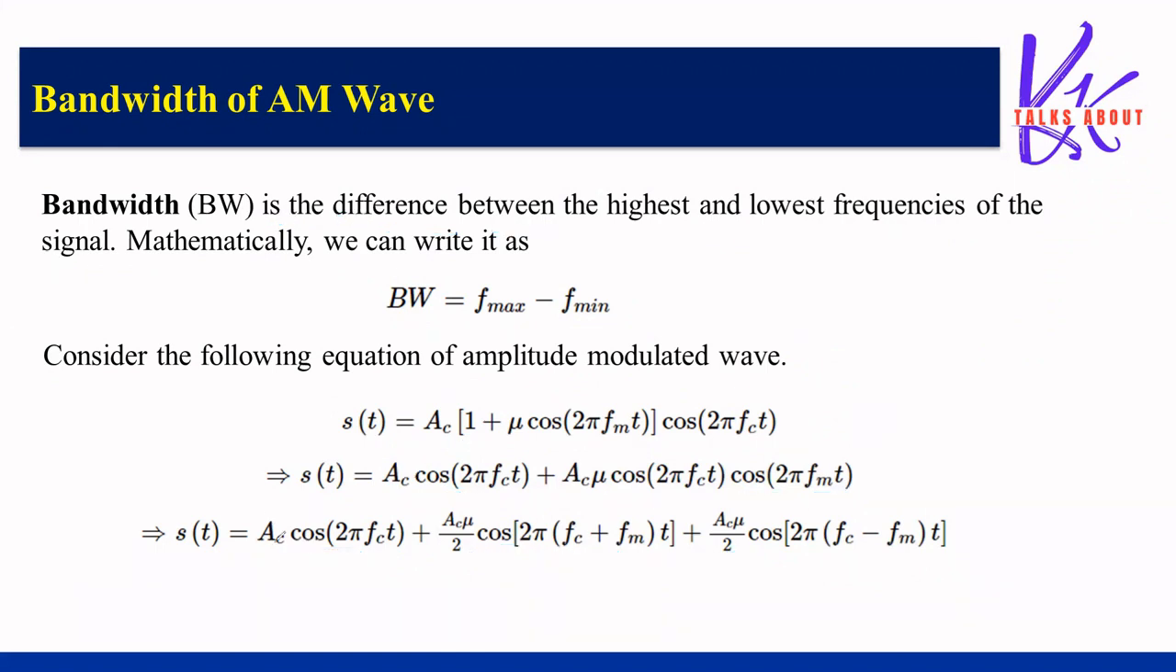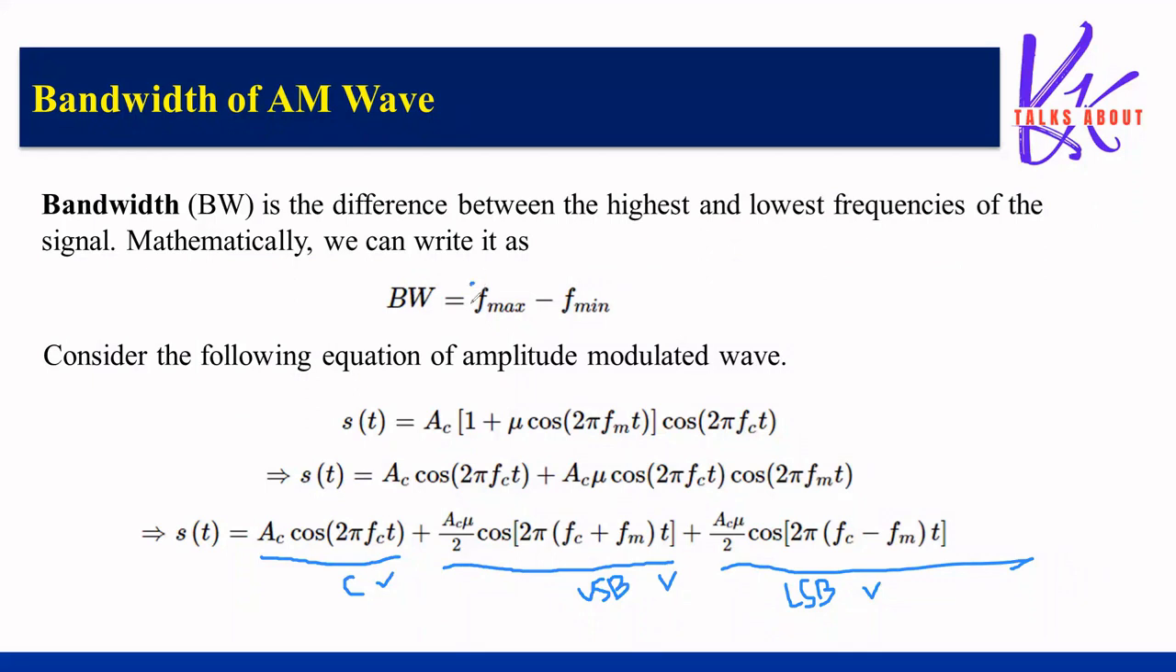Now, what are the terms present in the standard equation? The first term is nothing but your carrier. The second term is nothing but the upper sideband. And the third term is nothing but your lower sideband. So it is having three terms: one is a carrier, one is the upper sideband, the other is a lower sideband.